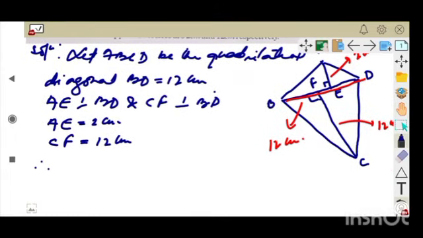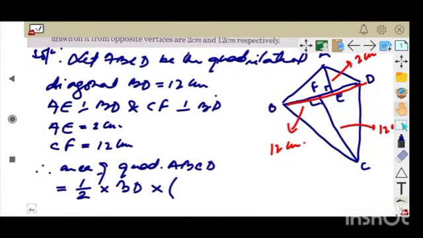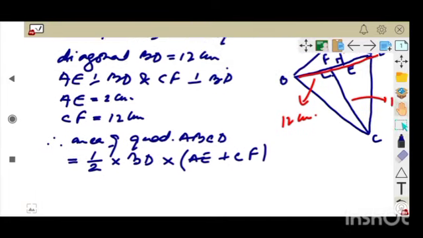Therefore, area of quadrilateral ABCD equals what? 1 by 2 into, what is the length of the diagonal here? That is 12, but the diagonal is BD. So BD into the sum of the perpendiculars. So what are the perpendiculars? AE and CF. AE plus CF.